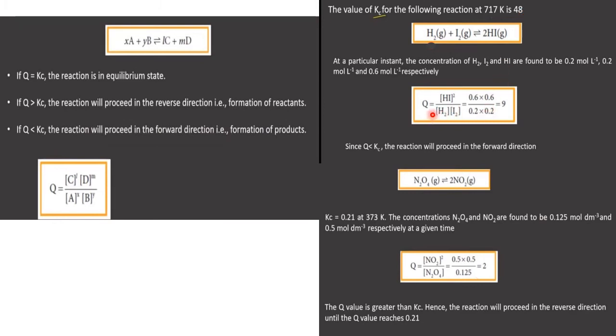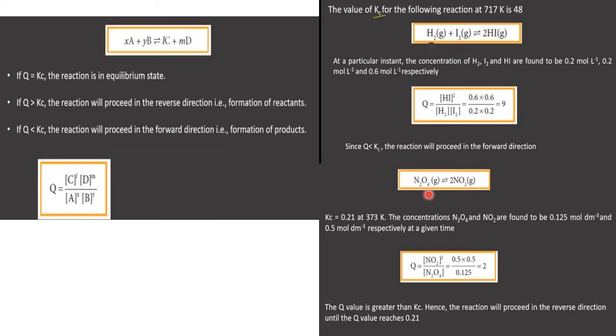Here if we calculate the Q value with the given numerical values, for this equation how to write the Q value: product concentration divided by reactant concentration. So what is the HI concentration? 0.6. Okay, so 0.6 the whole square divided by 0.2 into 0.2, that is 9. Then compare the Kc value and Q value. Kc value is 48, Q value is 9. Which is greater? Kc value is greater. So Kc is greater than Q means the reaction proceeds in the forward direction.